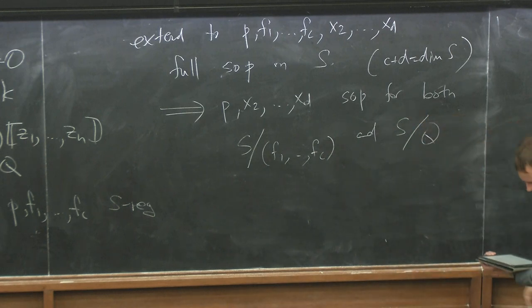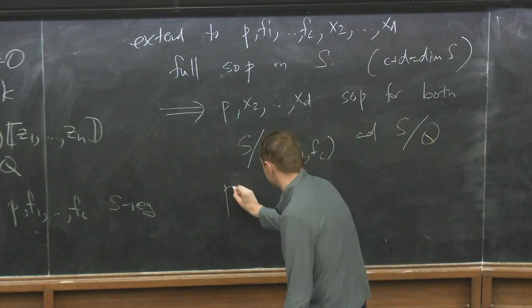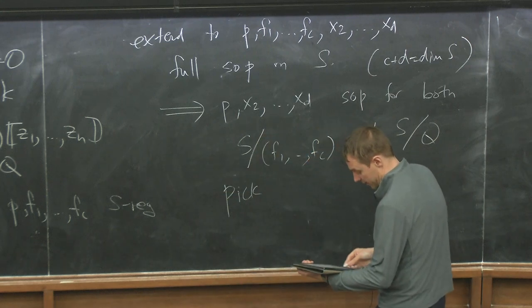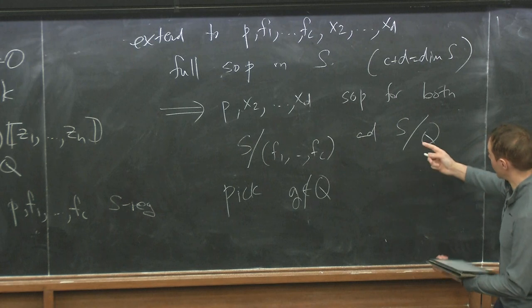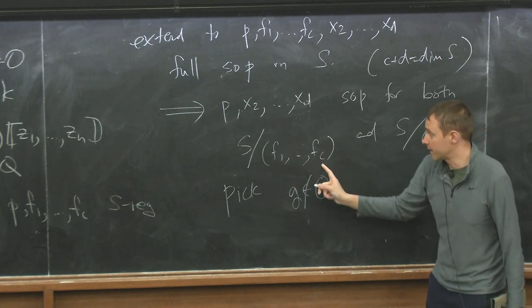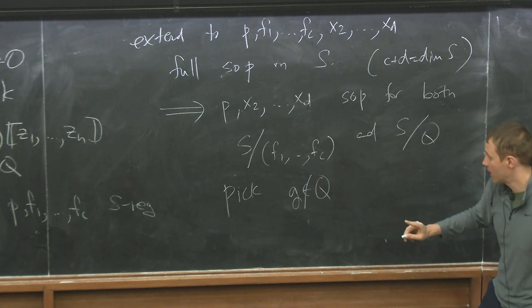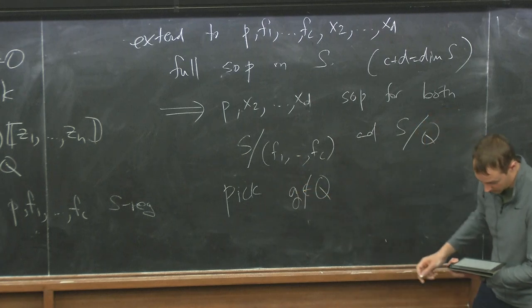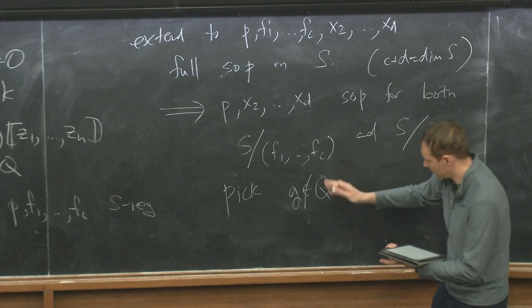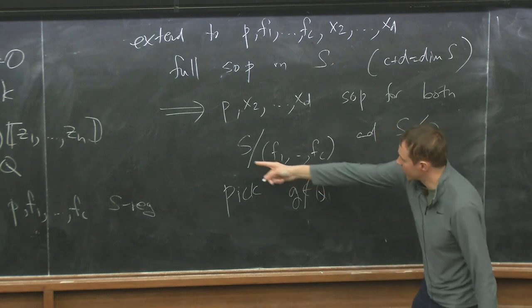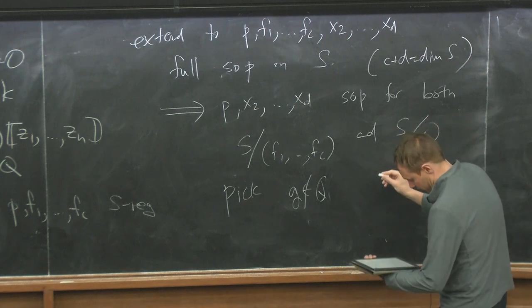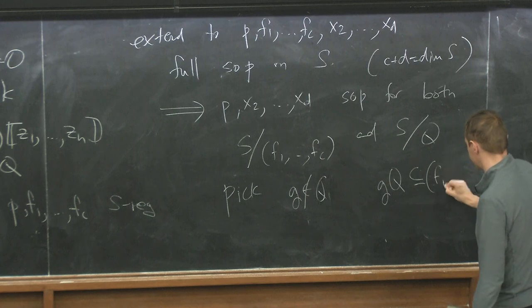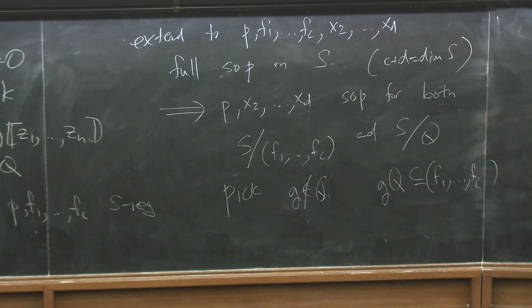And you'll see this is where we're going to use Andre's flatness lemma. I've done it in such a way that Q is a minimal prime of the ideal F1 up to FC. In particular, it's an associated prime. So there is an element G not in Q, in this quotient, which is annihilated by Q, so that G times Q is contained in the ideal F1 up to FC.